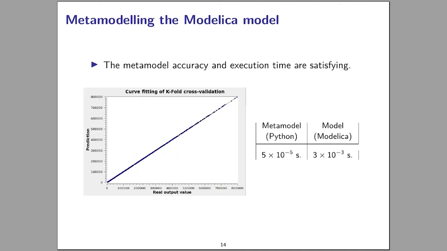We also do it using Persalys, and you can see here the curve fitting of the cross-validation. If all the points are on the exact line, it means that the meta-model is perfect. It's not perfect, yet we can see that the accuracy of the meta-model is satisfying. And when the execution time of the normal Modelica model is 10 power minus 3 seconds, the execution time of the meta-model is 10 power minus 5 seconds. So the meta-model is 100 times faster than the Modelica model. And this can be precious, especially to do statistics afterwards when a large number of simulations is required.